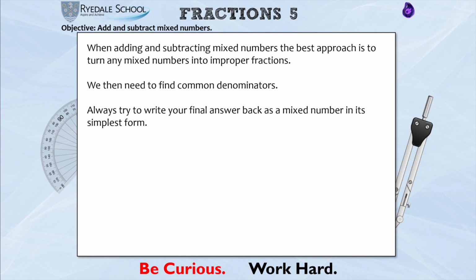Then if our denominators are different, we are going to have to turn them into fractions with common denominators, and then we should be able to add our fractions the same way that we were doing in the previous lesson. The final step might be then to take your final answer, which will most likely be an improper fraction, and just turn it back into a mixed number, and also to check that it's in its simplest form.